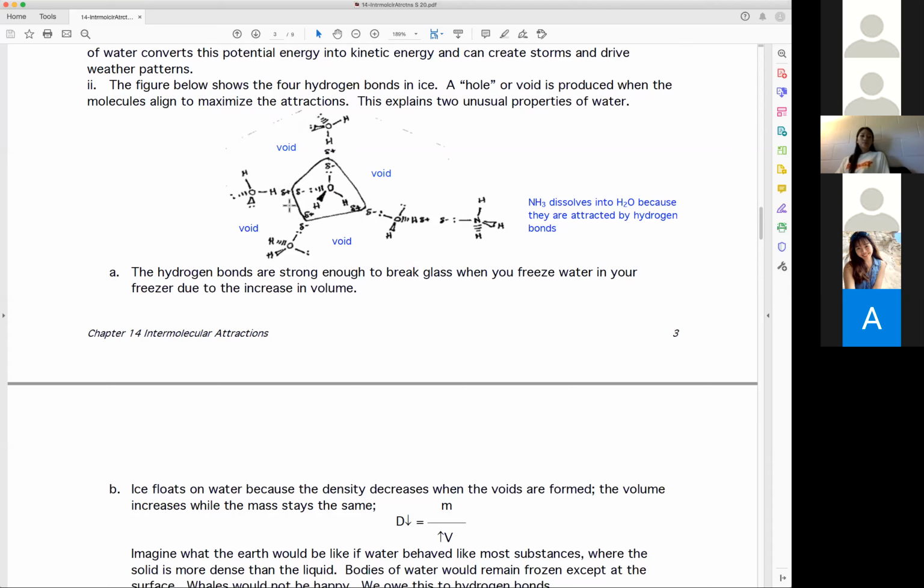I don't know if you've ever done this before, but if you take a glass and fill it up with water and put it into the freezer, oftentimes that glass will break. When water freezes, it expands. I can give you many, many examples of that happening.